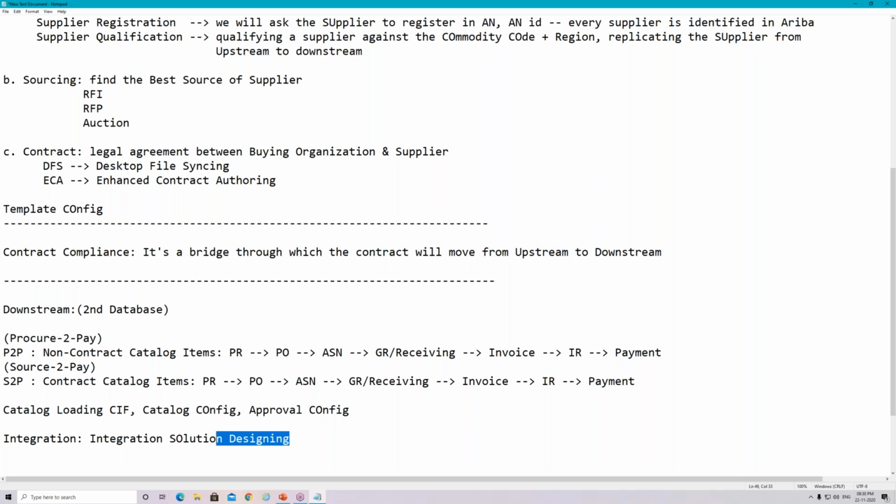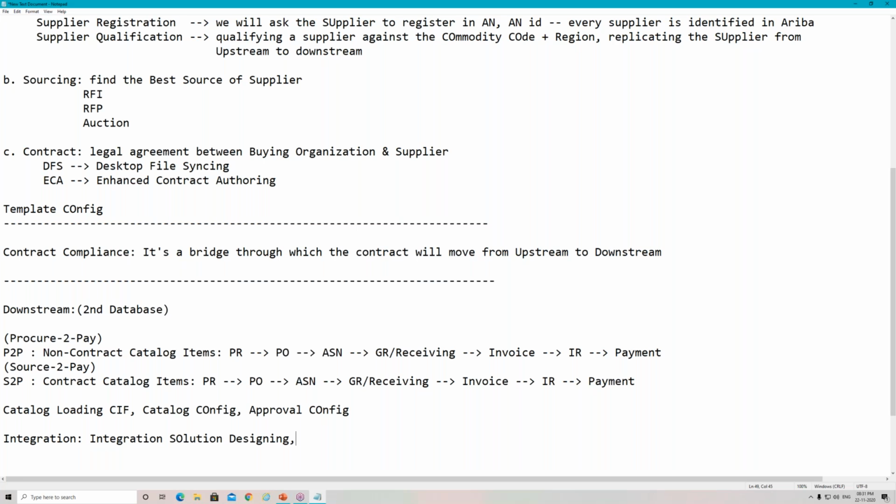This is the main heart and brain of the integration. If you don't understand this thing, you are gone. You cannot work. No matter how good your technical knowledge or configuration knowledge is, you're gone. Because as an integration consultant, you must know this thing. So that is our major objective over here.